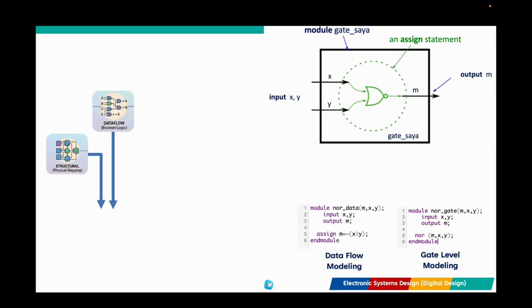Next is the data flow modeling. This is a mid-level approach where we use Boolean expressions to describe how data flows through the circuit. For our NOR gate, we use the assign statement. We simply define the output M as the logical inverse of X or Y. This is highly efficient for combinational logic because it is concise and directly reflects the mathematical truth of the device.